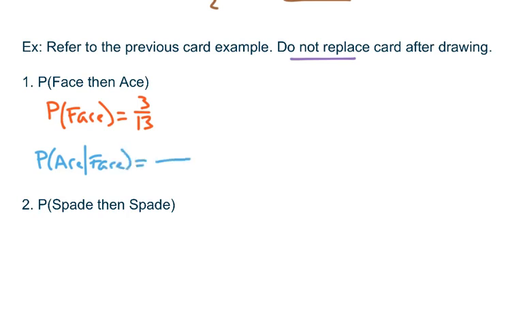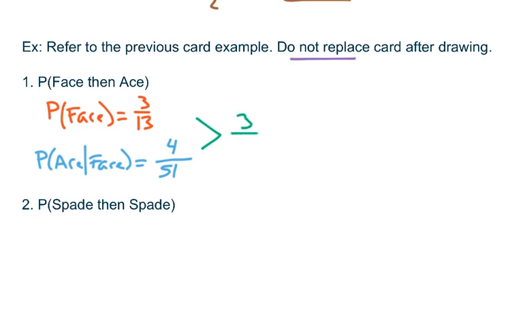Since we haven't put the card back, our deck is now a little bit smaller. We now have 51 cards in our deck for the second draw. We did draw a face card the first time, which means we still have 4 aces left in the deck. So my fraction here, the probability of getting an ace with the assumption that the first card was a face card, is going to be 4 over 51. And just like the last example, once we have our conditional probabilities figured out, all we need to do is multiply these fractions together.